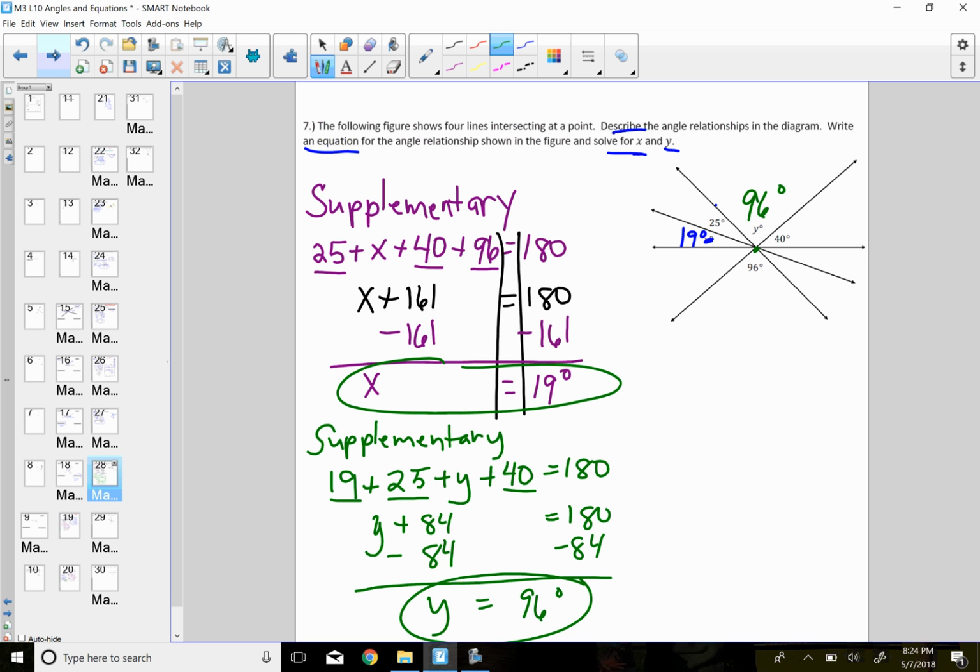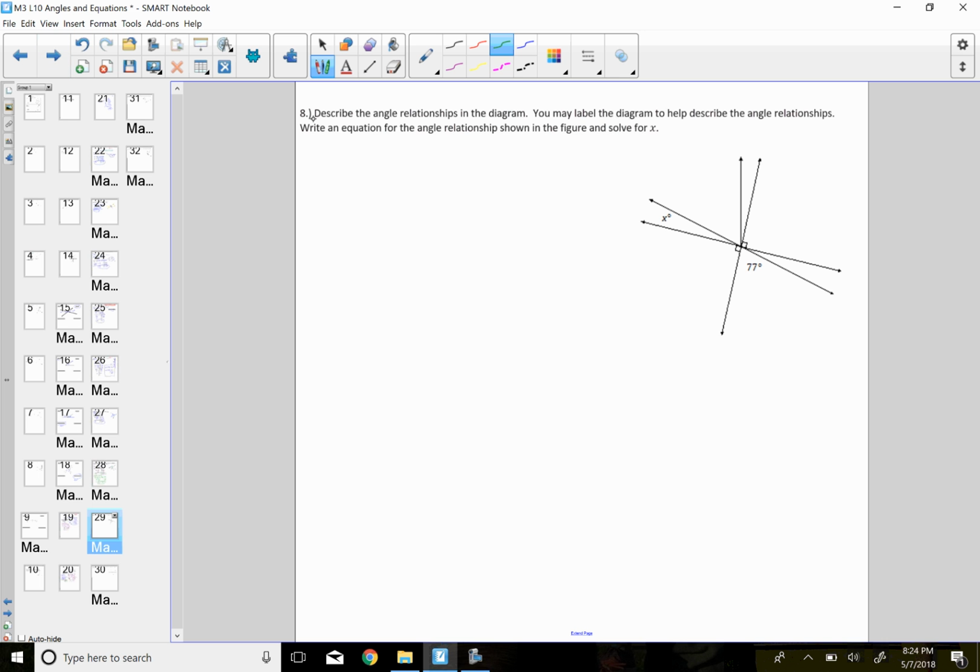Okay, question 8. Again, describe the relationship in the diagram. You can label it as we need to. Write an equation based on those angle relationships so we can solve for the value of x. Again, there's a bunch of lines that are intersecting, a little ray popping out here. If you look at it, I could go 360 degrees if I had some more information. I know that this is 90 and that piece is 90, but I still have, oops.